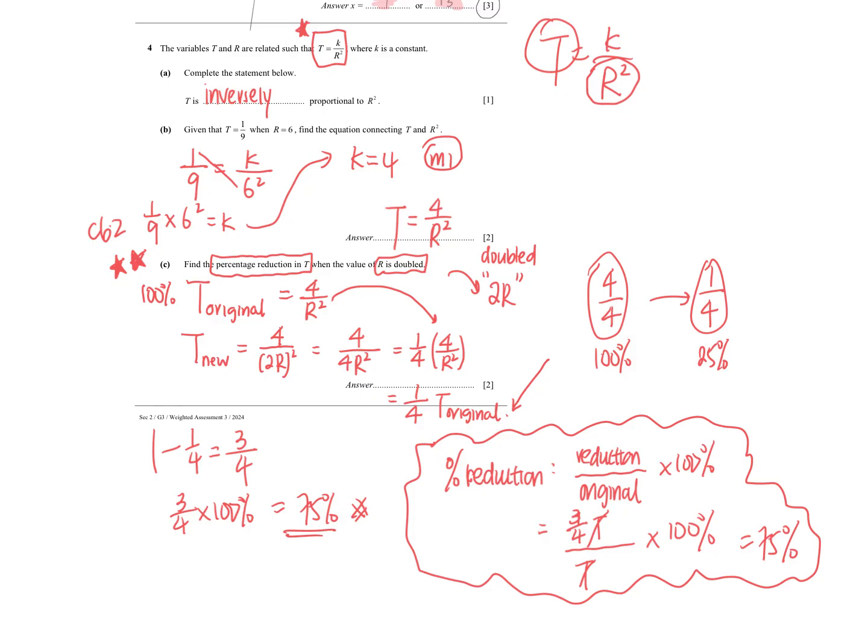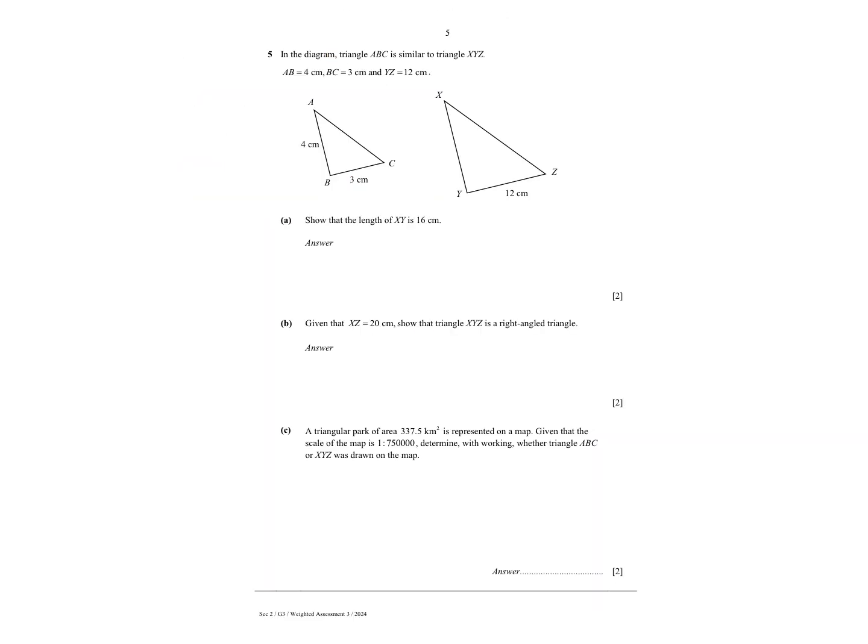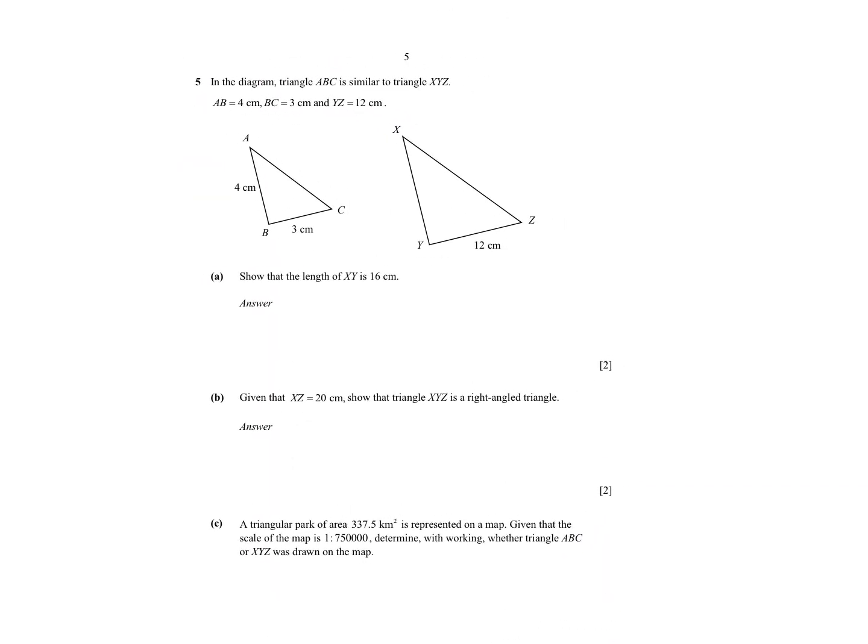No. Direct is 6.3. Inverse is 6.4. Map scale is 6.5. Okay? Okay, next one. Similar triangle, 6.2.